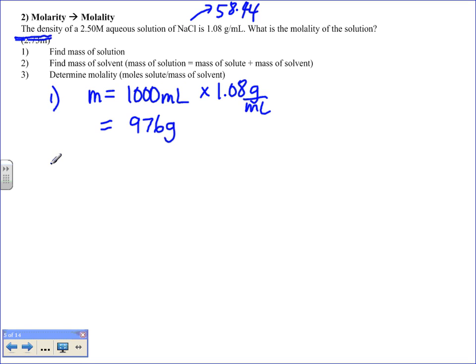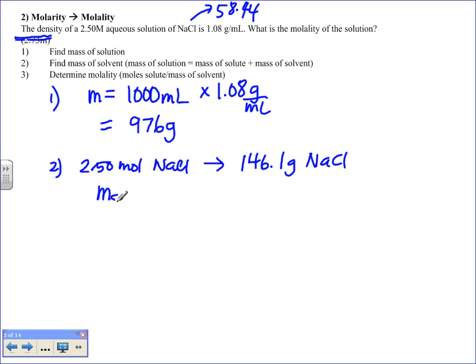We know that we've got 2.5 moles of NaCl. So multiplying by the molar mass, we determine that we've got 146.1 grams of NaCl. The total mass of the solution is 976. The mass of the sodium chloride is 146. So we can determine the mass of the solvent by finding the difference, which is 829.9 grams.